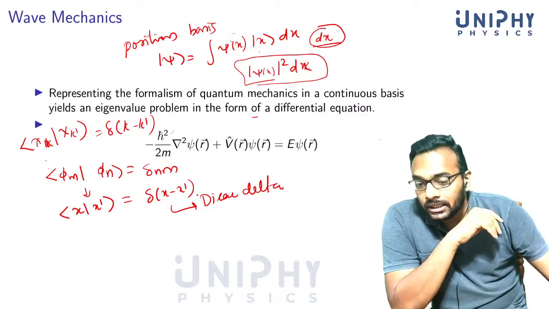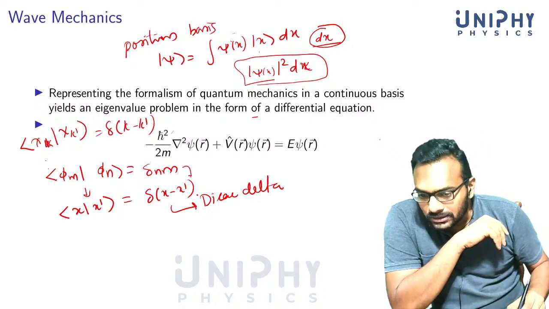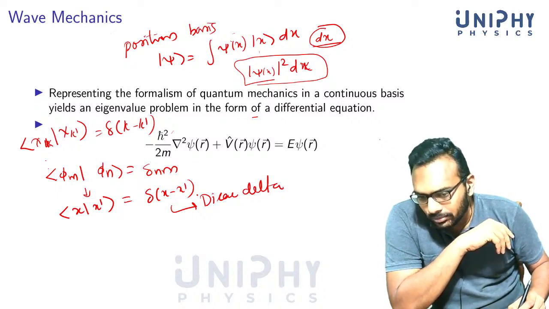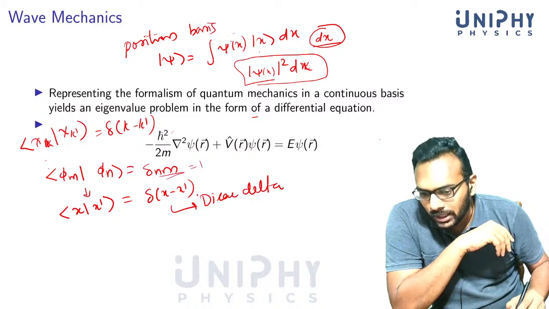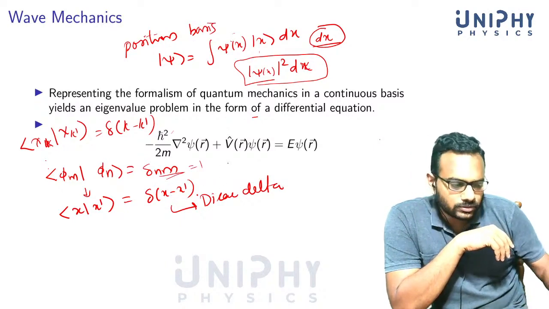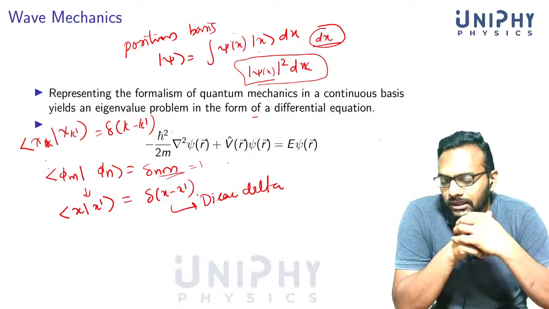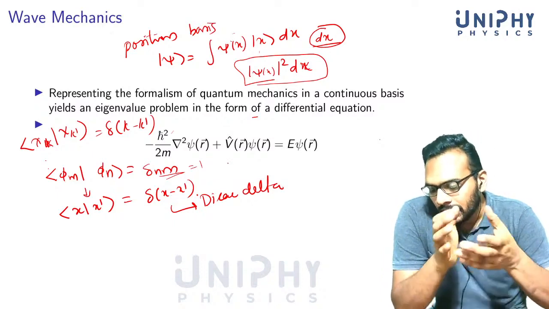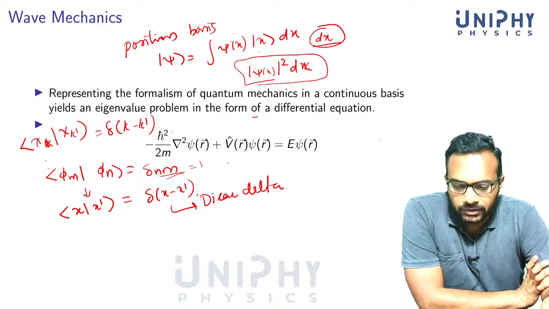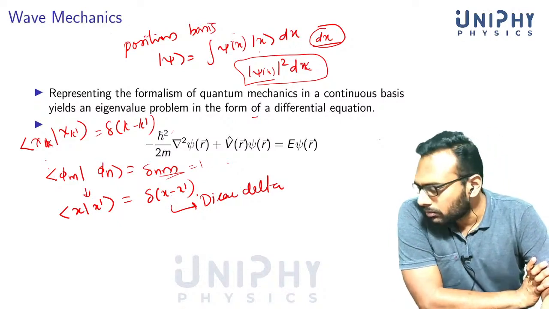Now you see that this delta, even though they look similar and there are a lot of similarities, is different. When n equals m, this is equal to 1, but when x equals x prime, this is equal to infinity. So we have to be more careful when we deal with continuous eigenvectors or a continuous basis like position or momentum.